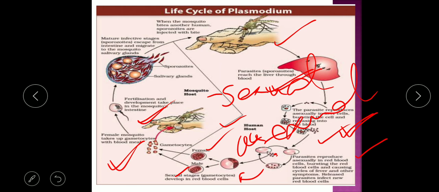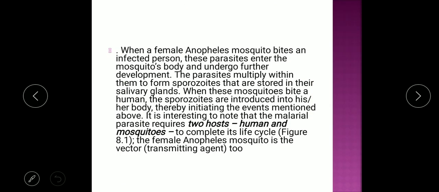When the fertilization takes place, the mature infective stages, the sporozoites, escape from the intestine and migrate to the mosquito salivary gland. They are kept there, and whenever the mosquito bites another person, they are discharged into that blood. So here it is explained: the mosquito bites an infected person, the parasite enters the mosquito body, undergoes further development, and multiplies into sporozoites. These are stored in the salivary gland. When the mosquito bites a human, the sporozoites are introduced into his or her body, initiating the events mentioned above.